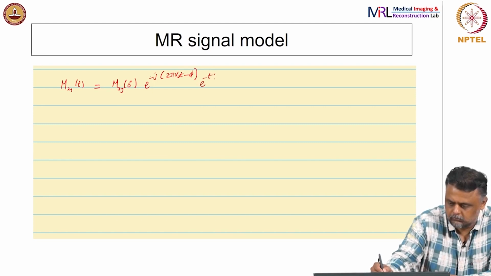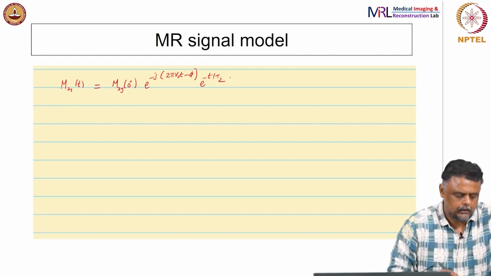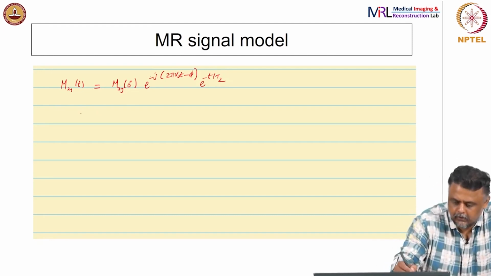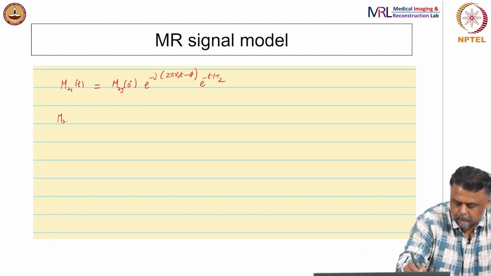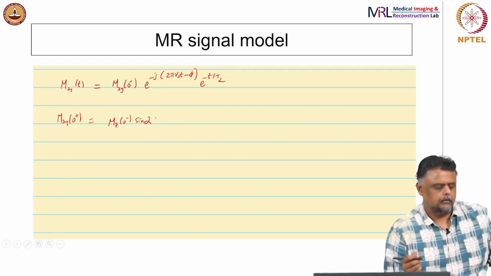And this is Mxy, and this other term is the magnetization just before you flip, times sin alpha. Okay, that is what we have.